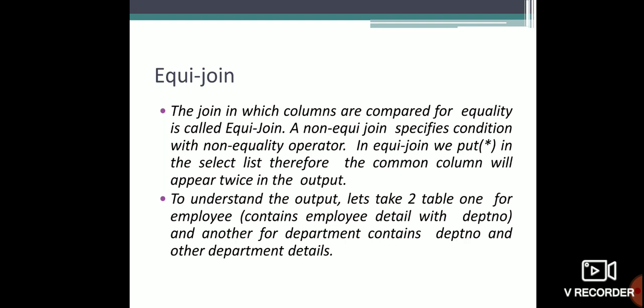To understand the output, let's take two tables. One is employee, which contains employee details with the department number, and another is department, which contains department number and other department details. You can see one thing: whenever we join tables, at least one column should be identical, common in both the tables. While joining you should remember that there should be one column which is common in both the tables. Like in this case, department number is common in both the employee and department tables. See how it works.